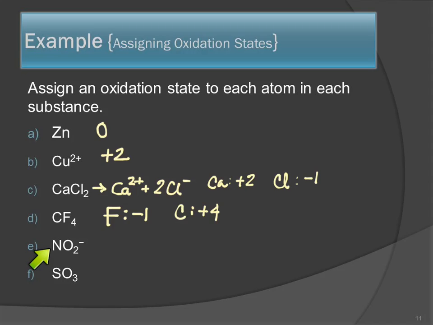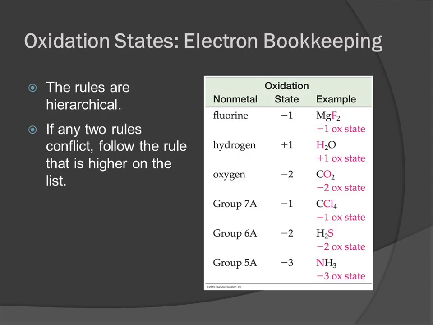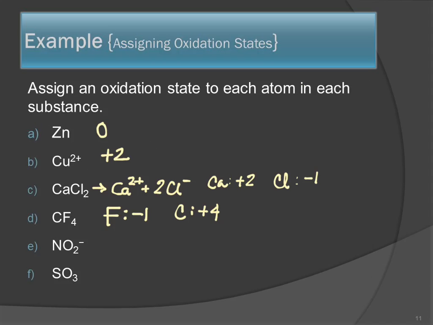Here's nitrite ion. So here we have nitrogen and oxygen. And when we look at this list, fluorine, none of that. Hydrogen, nope. Oxygen. So oxygen wants to be -2. Fluorine is down here in group 5. Oxygen wins. Oxygen gets his way. Nitrogen has to take what's left. So we give oxygen its -2 oxidation number first.